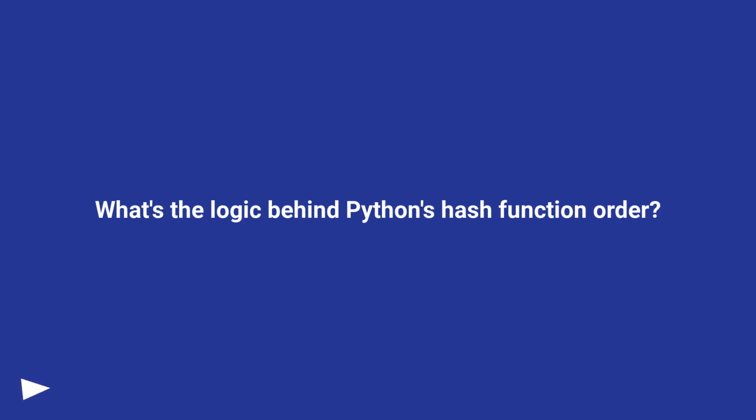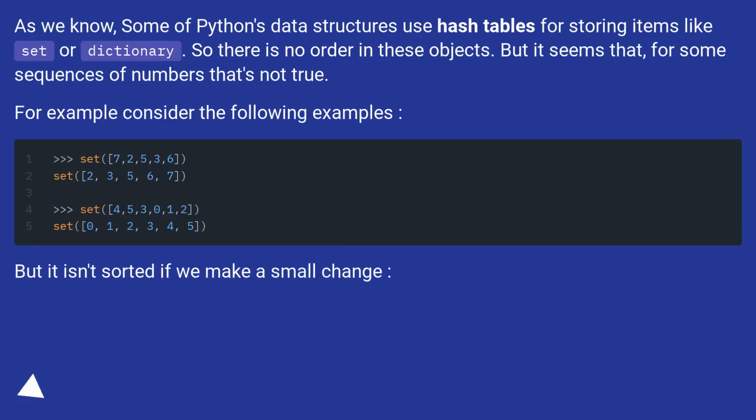What's the logic behind Python's hash function order? As we know, some of Python's data structures, like set or dictionary, use hash tables for storing items. So there is no order in these objects.